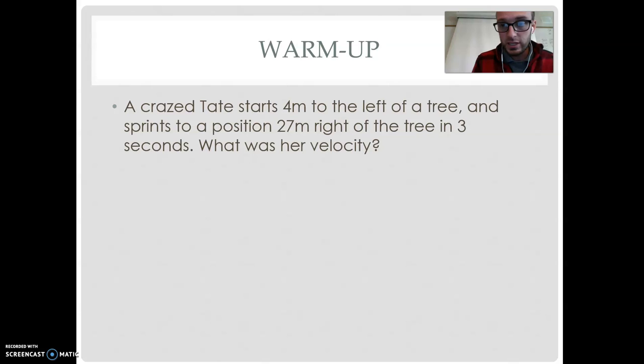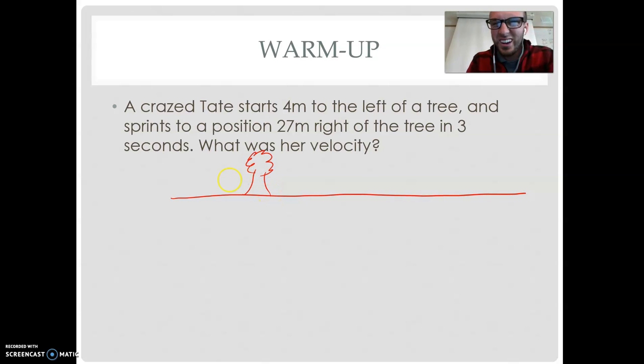What was her velocity? Now, remember our first lesson when we started this stuff was about coordinate systems. And so I'm going to draw a tree right here. There's a little tree, a happy little tree. Shout out to Bob Ross. If you start 4 meters to the left of the tree, the tree is our reference point. That's 0 meters. So I want you guys to think as you set this one up. If it's 4 meters to the left, what does that mean? Oh, negative 4 meters is our initial position.